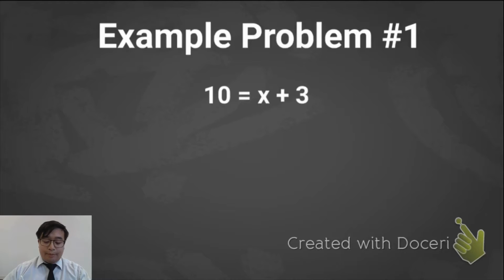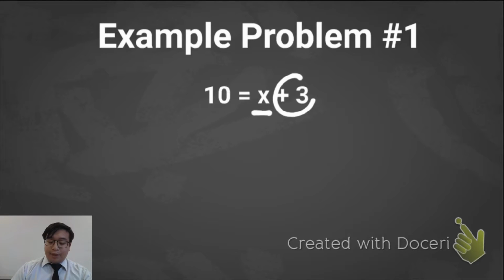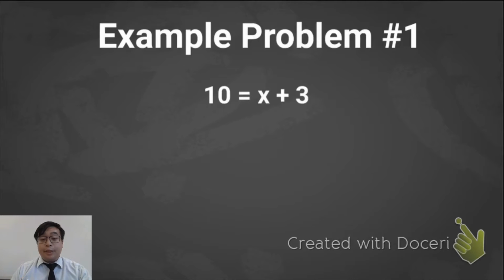So here's the first example problem. I have 10 equals x plus 3. When we have an equation, what we're really trying to do is get x by itself. As you can see, x isn't by itself right now. It has this plus 3 right next to it. So in order to solve for x, I need to get rid of this plus 3.